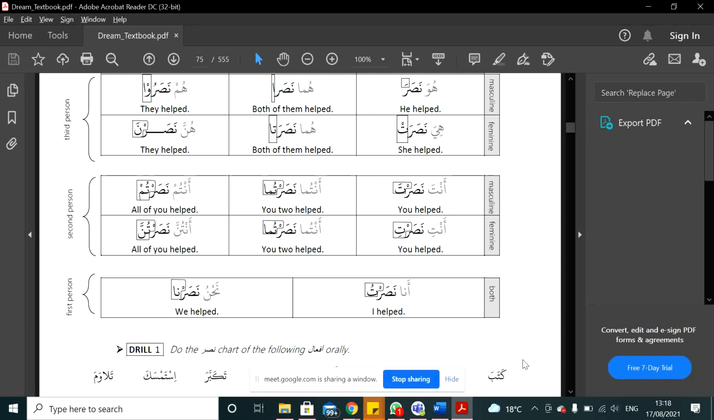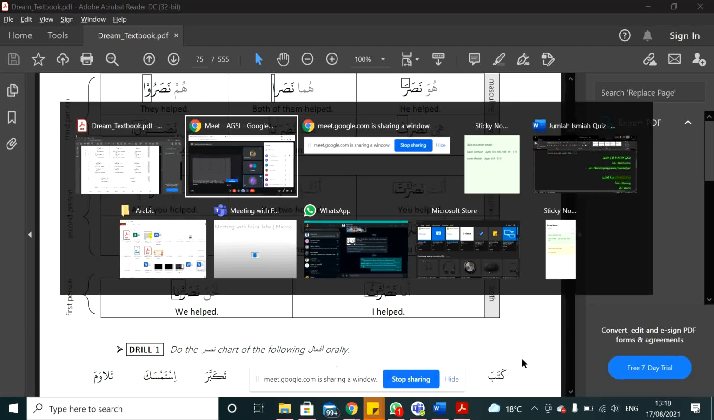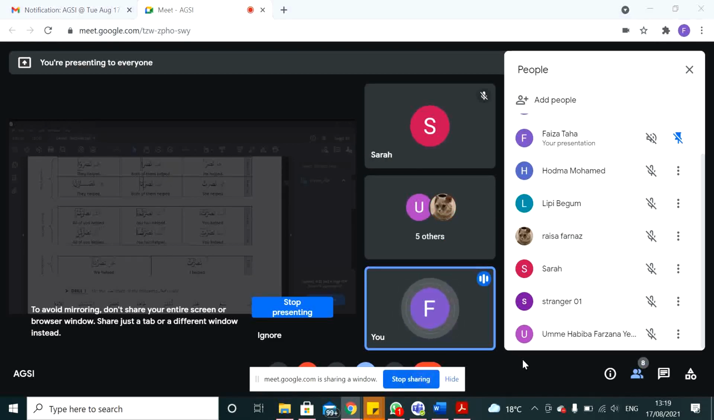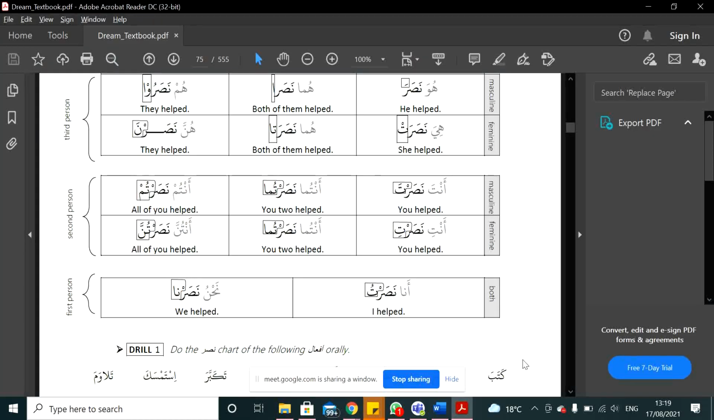Very well done, mashallah. Now I want Sister Umme Habiba to do alama. Alama means to know. Okay. Huwa allama. Huma allama. Yes, you're right. Okay. Huma allama. Hum allamu. Okay. Hiya allamat. Huma allamata. Hunna allamna. Yes, good.